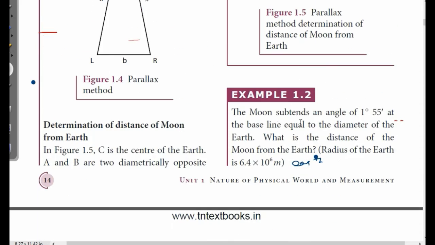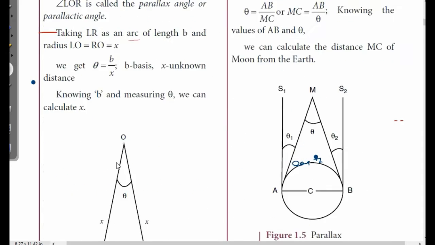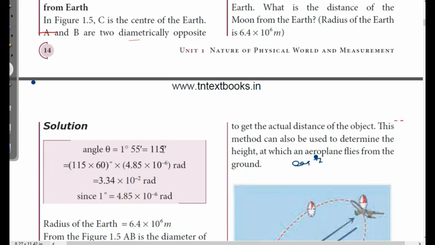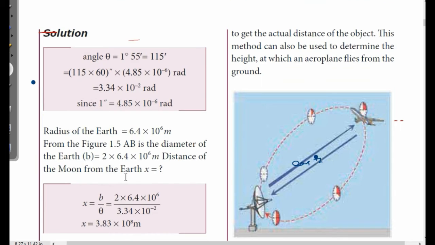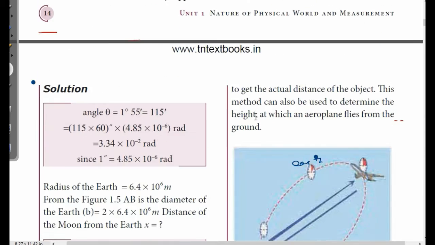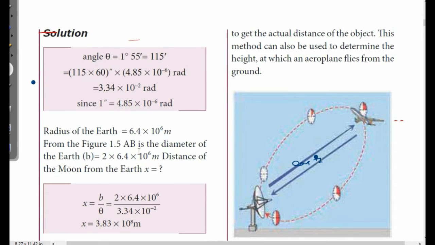You remember the formula, theta is equal to B by X. We have to measure X, that is the distance between the moon and the earth. We are using the same formula, theta is equal to B by X, and writing X is equal to B by theta. What is B? B is the diameter of the earth.